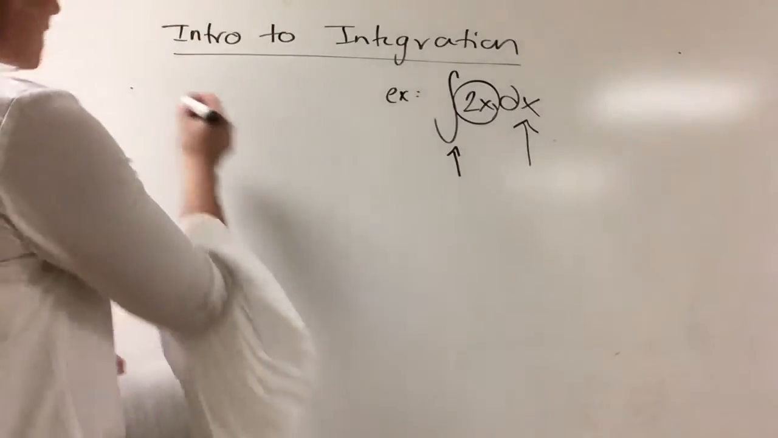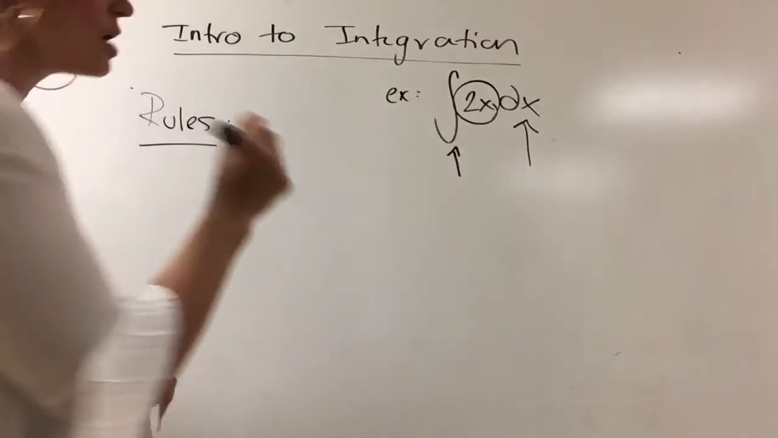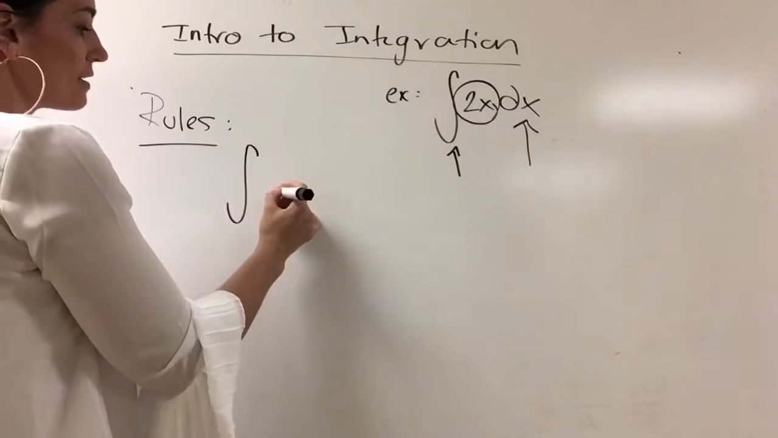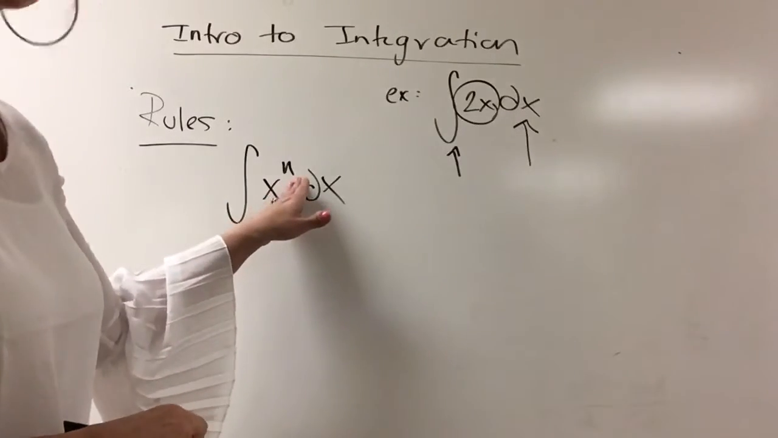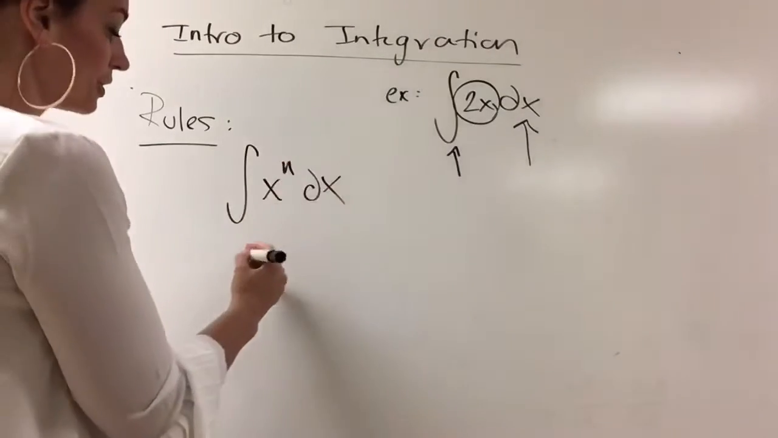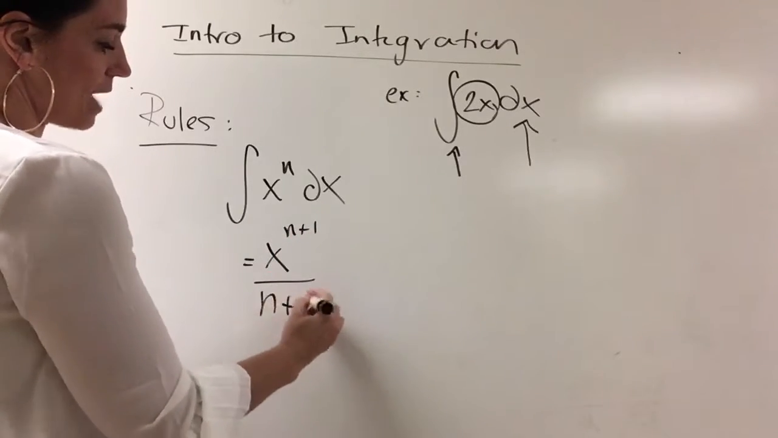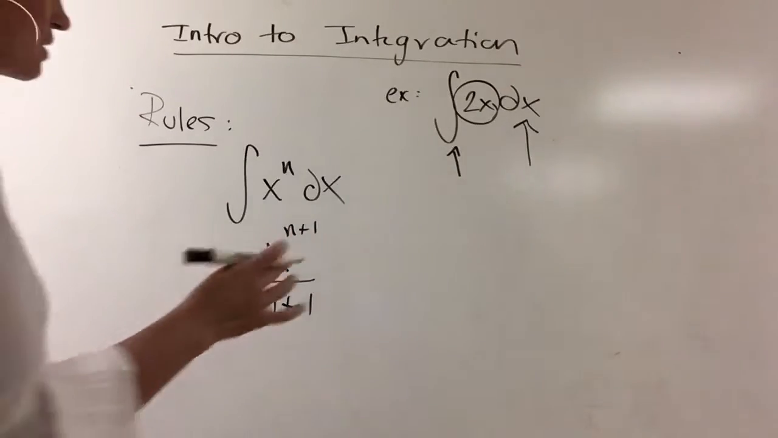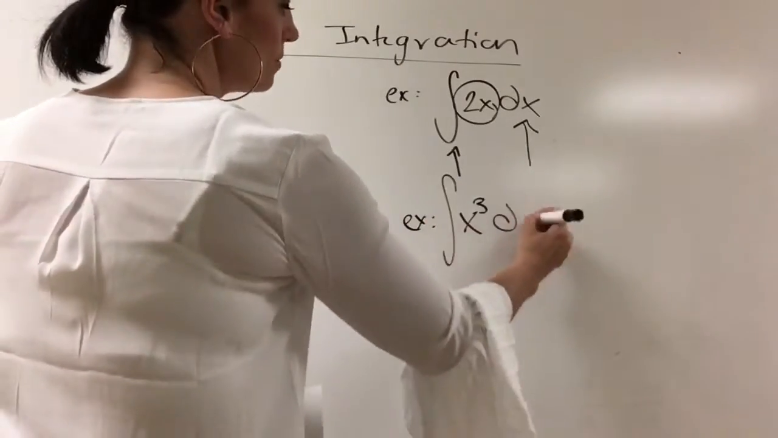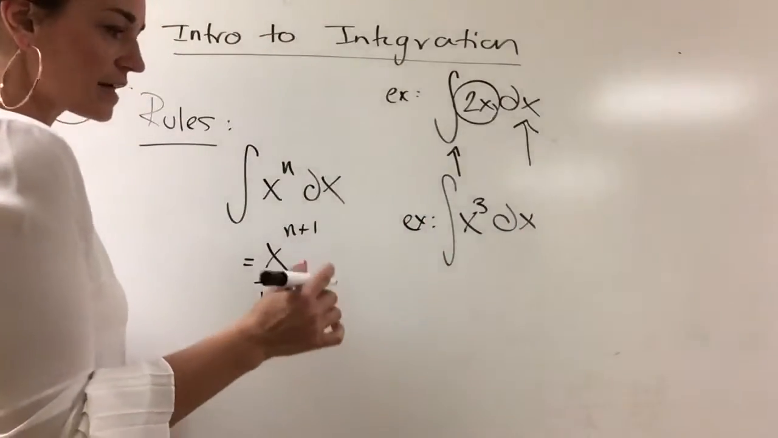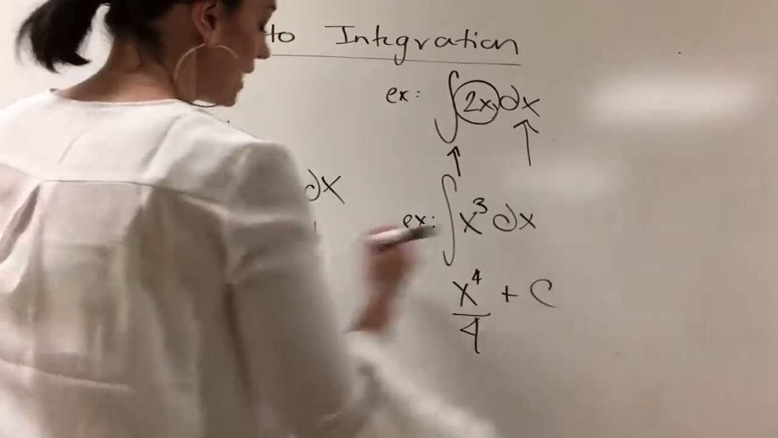Now there are several rules to help us with this. First, we're going to talk about real basic integrals. If I have anything that is x to the n dx, so anything with an exponent, my integral is simply x to the n plus 1 divided by n plus 1, okay? So let's look at an actual example. Let's say the integral of x cubed dx. The integral of x cubed dx is just x to the 4 divided by 4 plus c, of course.